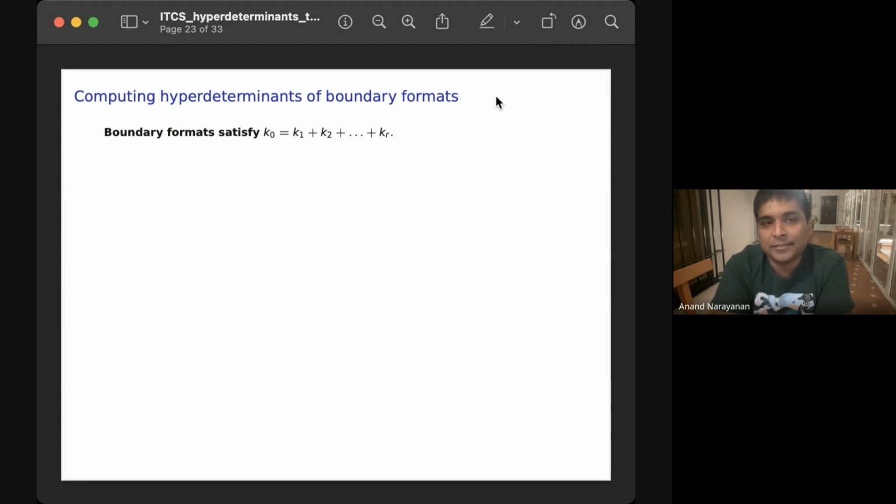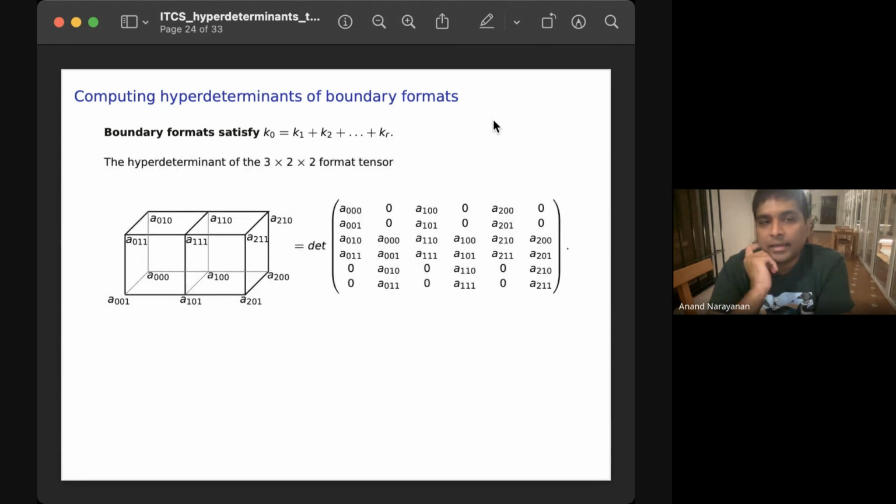Right? So these are tensors that are true generalizations of square matrices. What happens here is that I'll illustrate it with an example. So if I take a 3 by 2 by 2 three-dimensional tensor, then its hyperdeterminant can be written as the determinant of a usual square matrix. And if you choose the basis nicely, then the entries of this square matrix are just going to be zeros or the tensor entries. Excuse me.